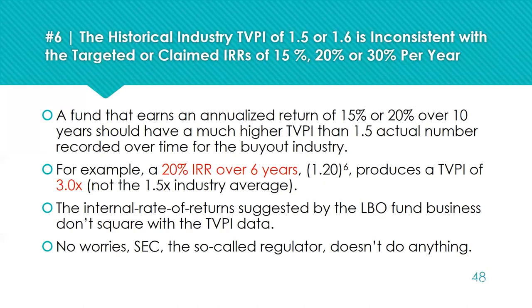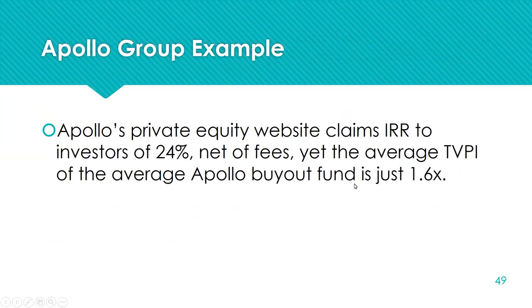Now, you would think the regulator of the PE business would be all over this, but it's been silent on this point, as it has been on many other points. One of the big PE funds here in the States is Apollo, and their public marketing documents say they're earning 24% IRR.